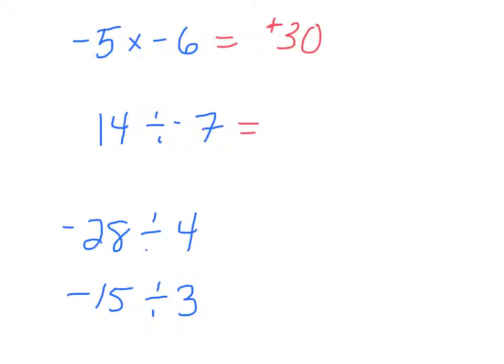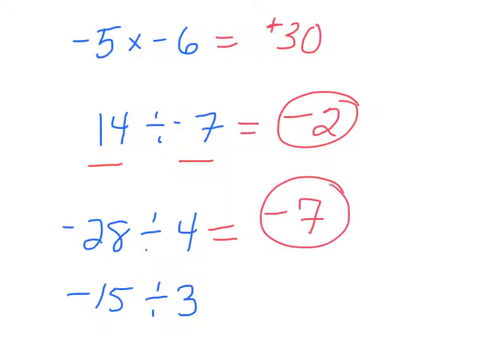Second problem, we have a positive with a negative. They're not in agreement. Our answer has to be negative. Now we look back, how many times does 7 go into 14? That'll be twice, so our final answer is -2. Our next problem, we have a negative divided by a positive. They're not in agreement right away. It's a negative situation. Remember, this is only for dividing and multiplying. And then how many times does 4 go into 28? It goes in 7 times.